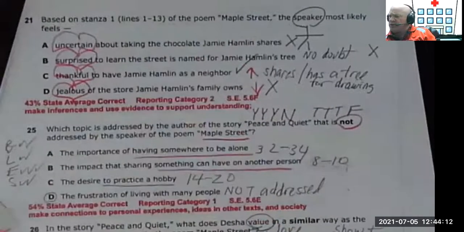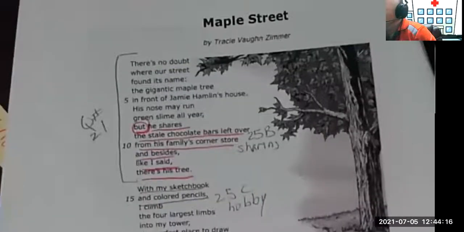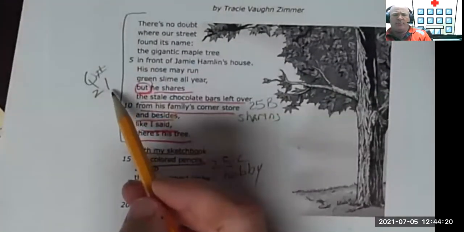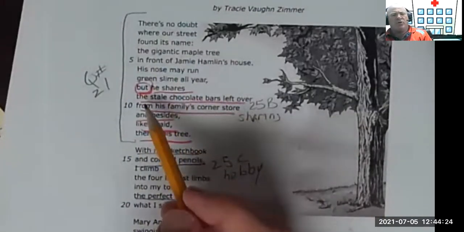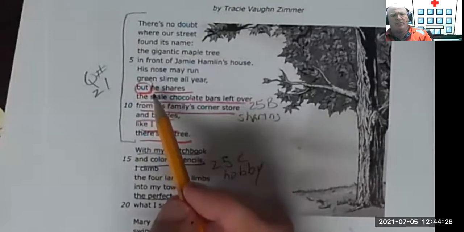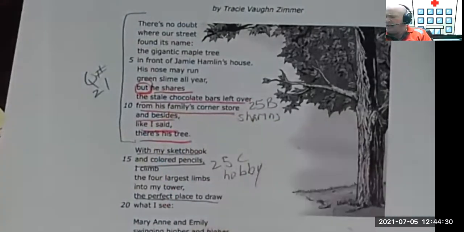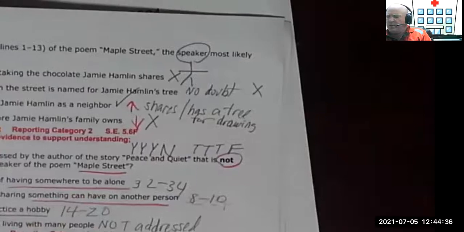So let's look at just lines 1 through 13. There it is. I've labeled it question 21. So I'm going to read you the entire thing, and I'm going to show you something that jumps off the page about question number 21 that will help me.